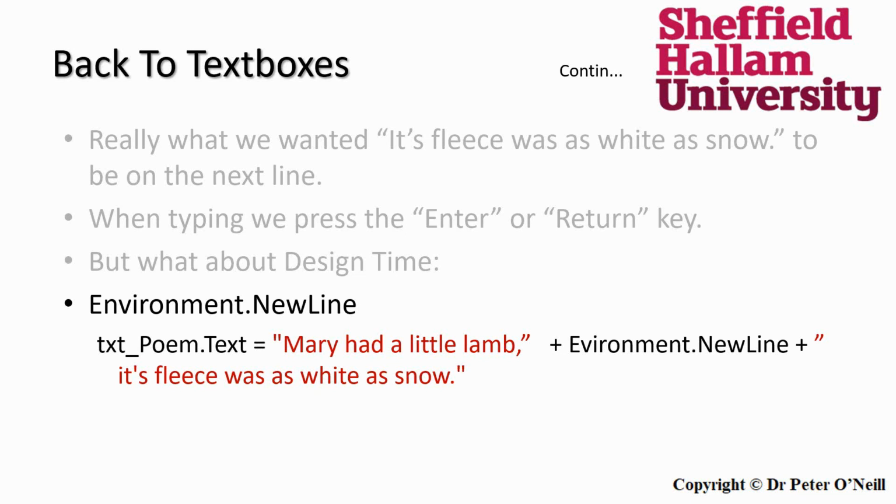So, Mary had a little lamb, comma. Then I've got add to this Environment.NewLine. Then add to that open speech marks, its fleece was white as snow. So now I've got a new line between the first line and the second line. And this is how we do it programmatically.